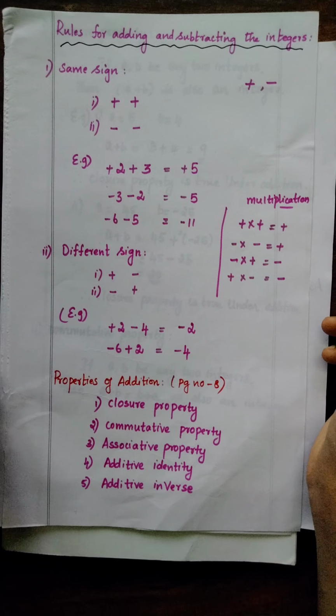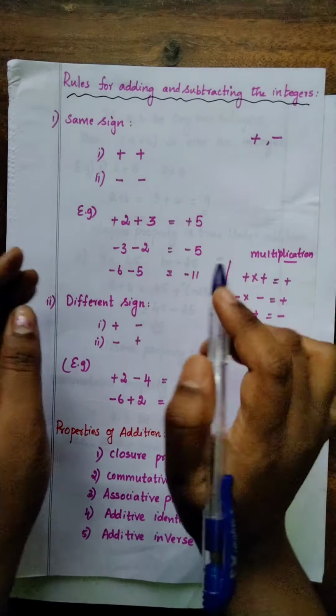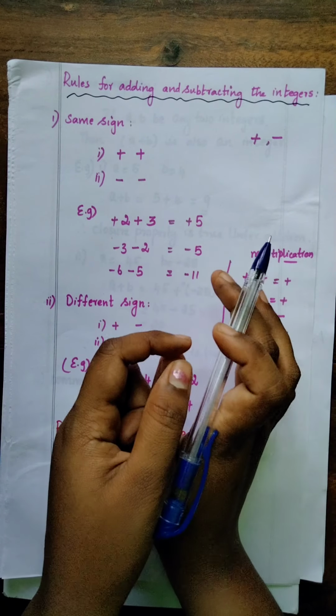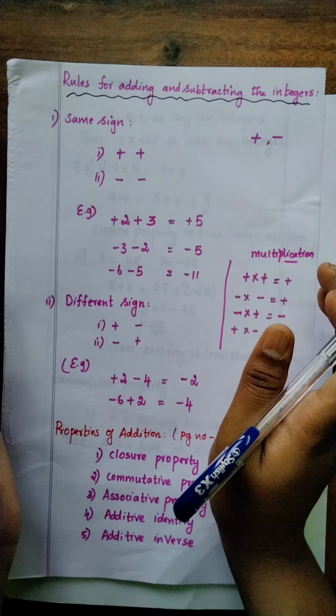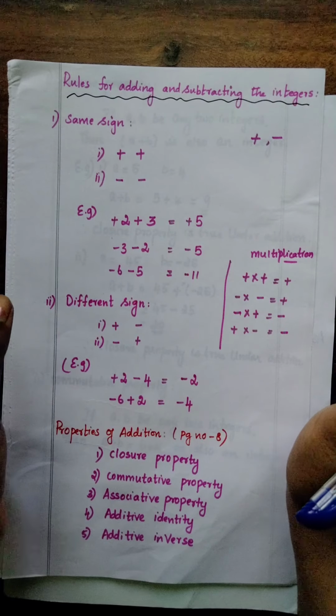Understand? Yes. This is the rule for adding and subtracting integers. If both the numbers have the same sign, you need to add and put the same sign. If both the numbers have different signs, you need to subtract both the numbers and put the greater number's sign. Don't forget this, keep it in mind.